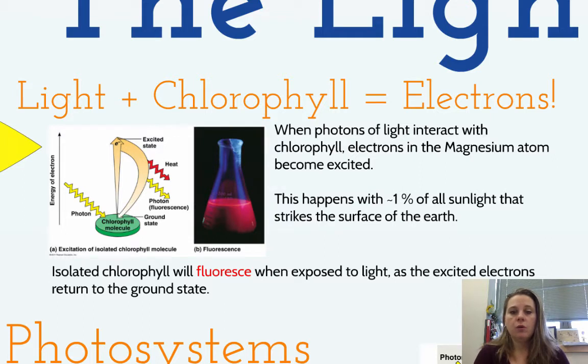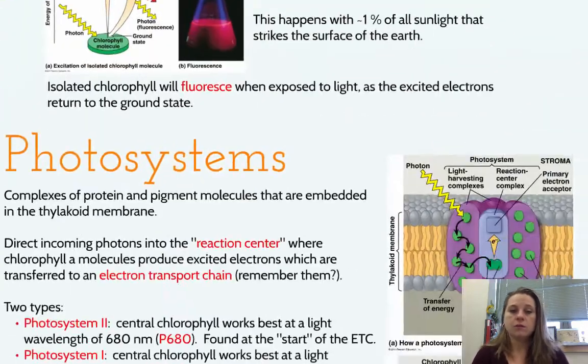Okay, so when photons of light come and react with chlorophyll, you can actually excite the electrons in the magnesium. This happens with about 1% of all the sunlight that strikes the surface of the earth, which comes in as photons, and an isolated chlorophyll will fluoresce, or glow, when exposed to light as the excited electrons return to their ground state. So you get this excited state of electrons releasing energy, releasing the photon, and that is what is going to sort of chain react through the molecule itself.